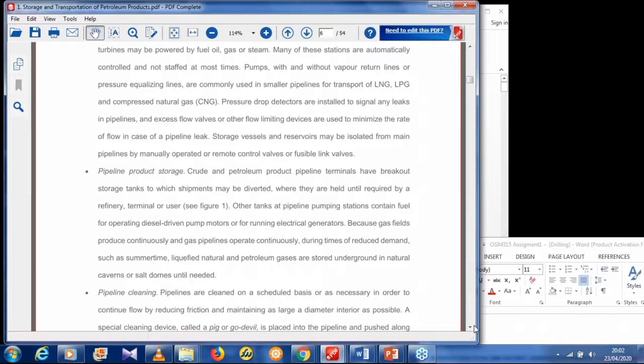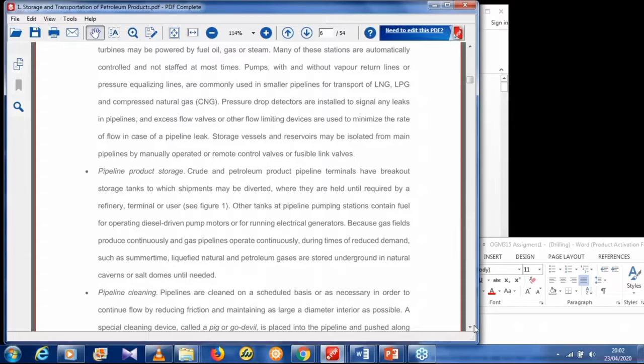Now, other tanks at pipeline pumping stations contain fuel for operating diesel driven pumps and pump monitors, or for running electrical generators.